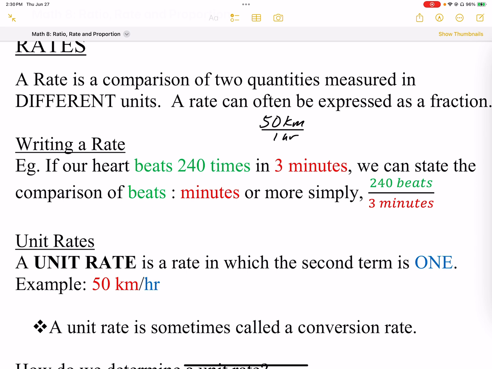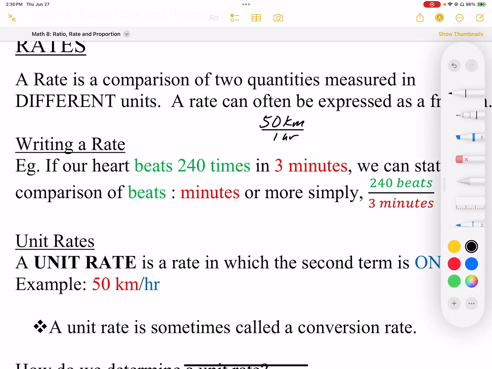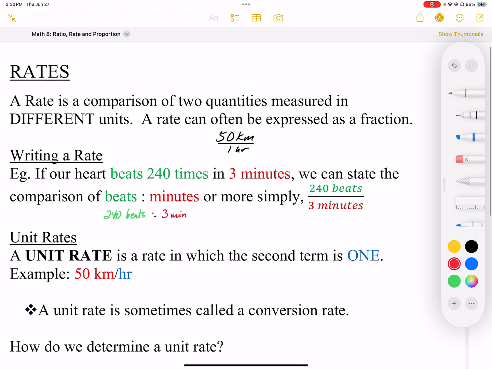So if we have a heart rate, our heart beats 240 times in 3 minutes, we can state the comparison of beats per minute. So we can write this as 240 beats to 3 minutes. We can write that as a fraction. And because it's a fraction, we can simplify these fractions if they have common factors.